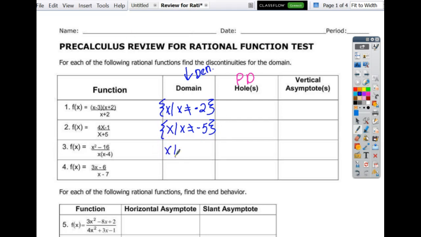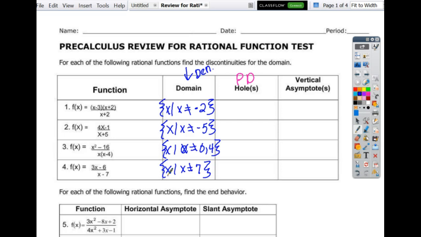What can I not equal here? 0 and here? So look, everybody just got points, right? It all came from the denominator, and you do it before you reduce it. Now, for these, you have to reduce.